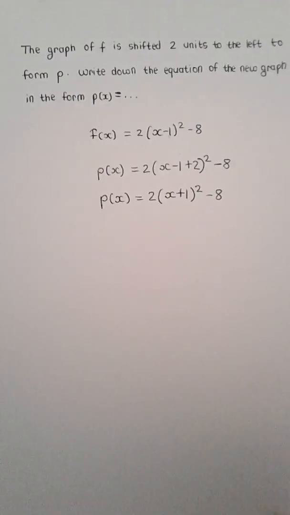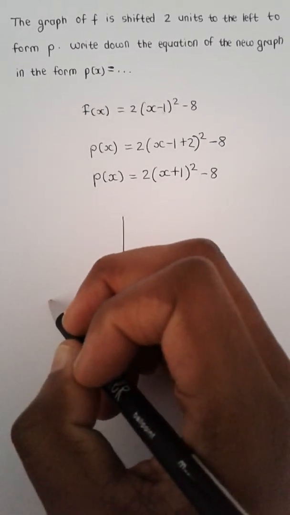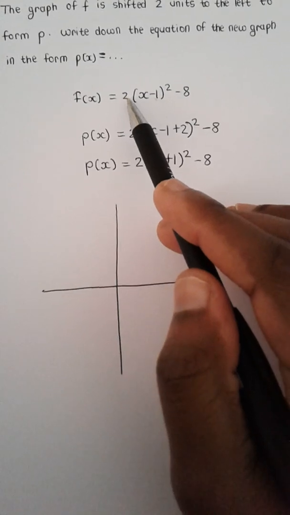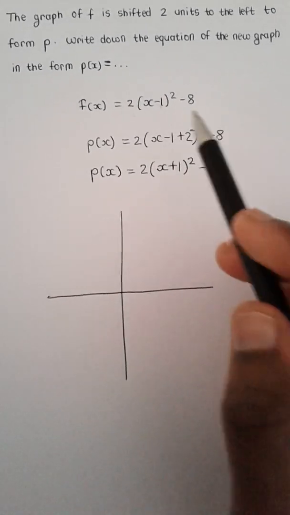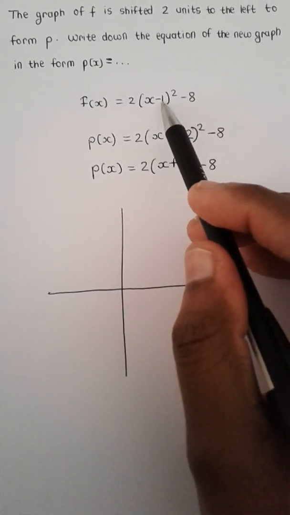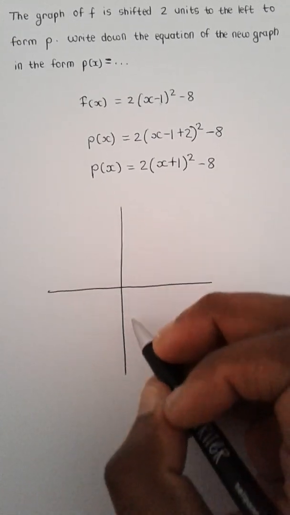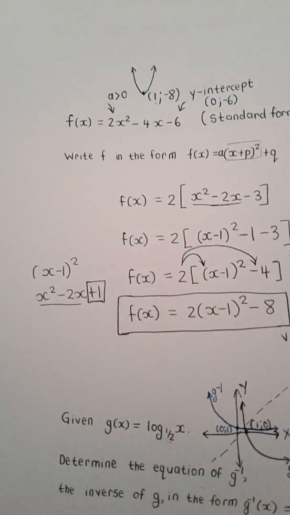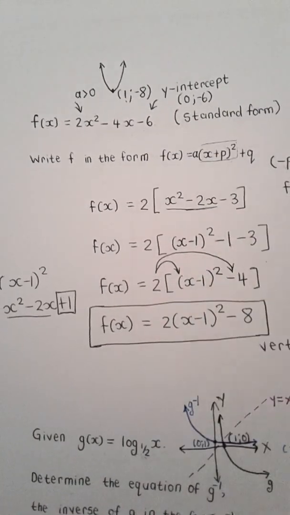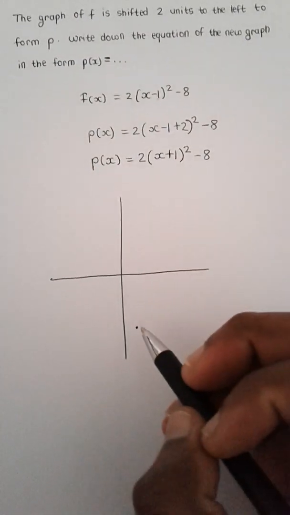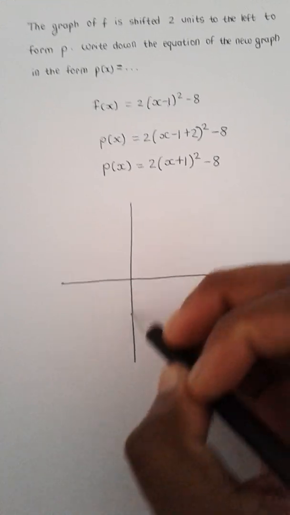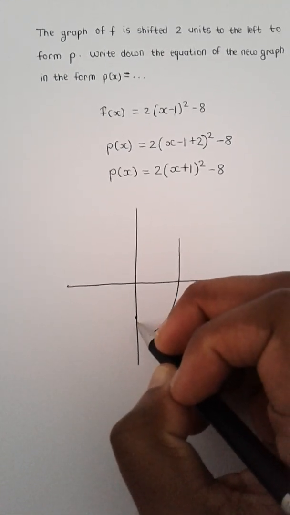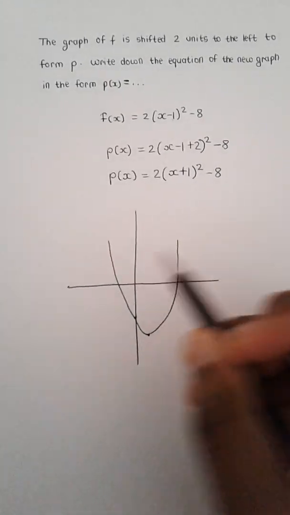But what does that look like if you want to visualize this quickly? Our original function f has an a value greater than 0, so it's facing upwards, because its turning point was originally at the point 1, minus 8. And remember we said that its y-intercept would be at minus 6. Since that's minus 8, that's roughly minus 6. So very quickly you would have some x-intercept and some x-intercept over there.